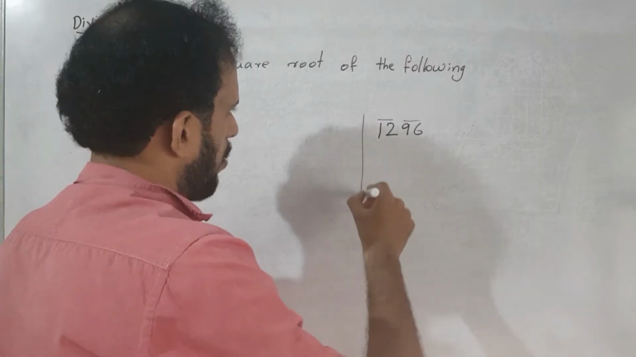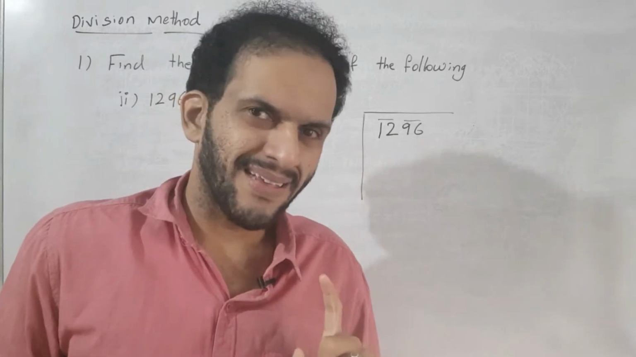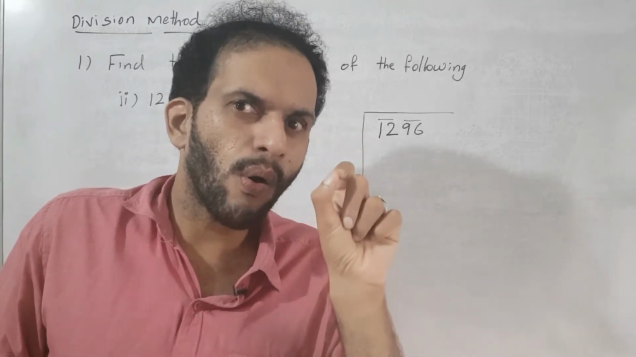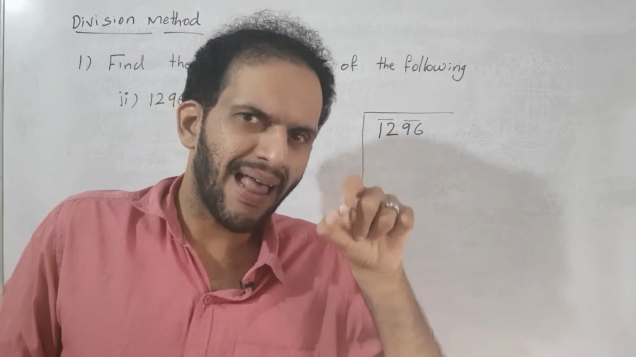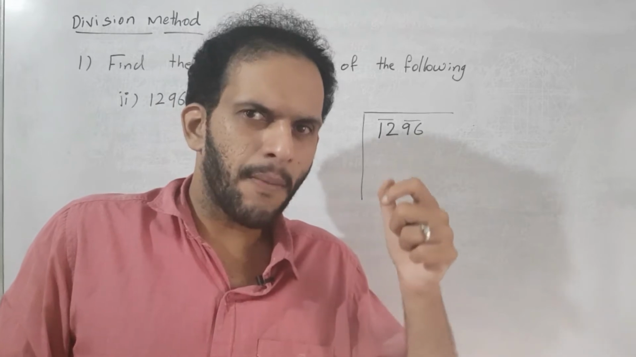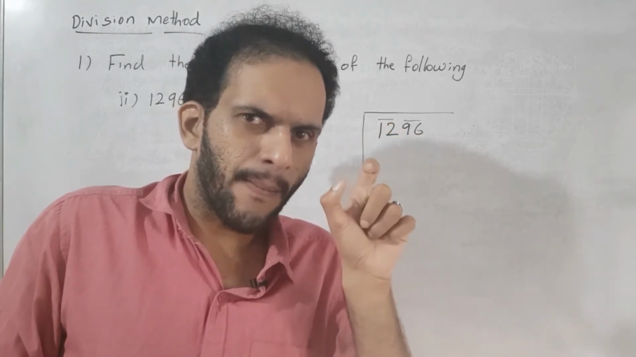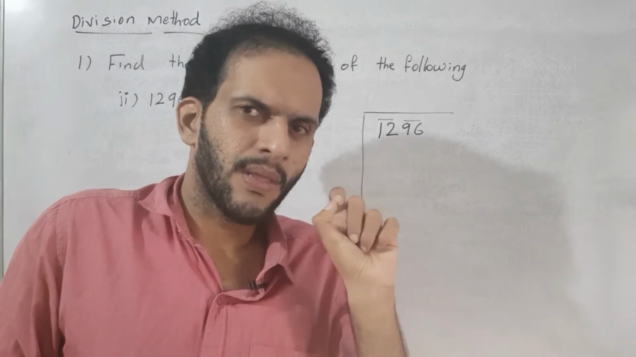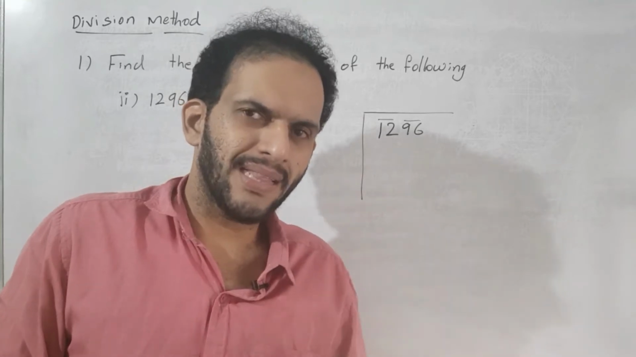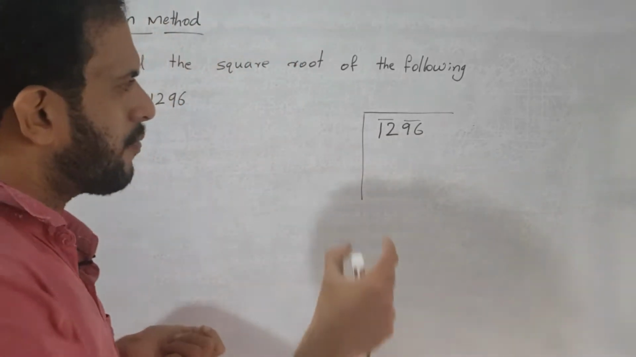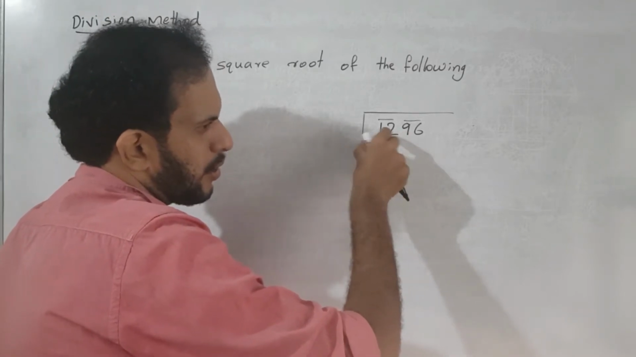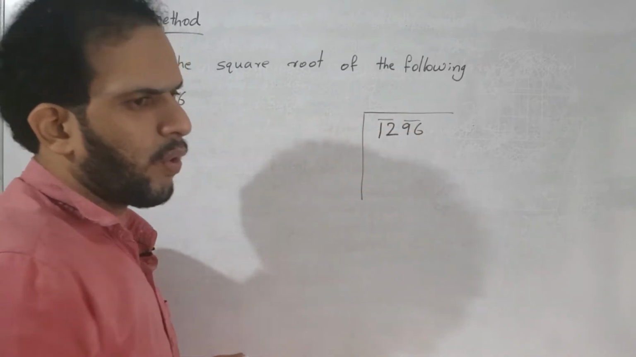12. The next, a long division method. What is next? Next we think about whose square is less than or equal to the number that lies under the left extreme bar.